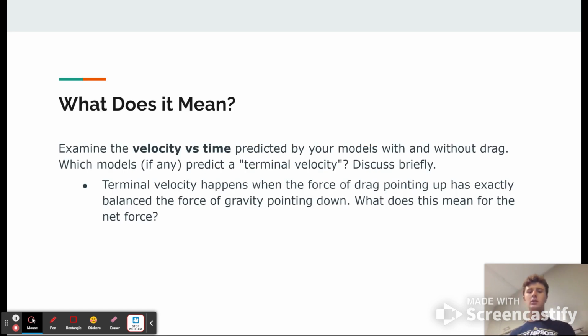What does it mean? Looking at terminal velocity. Terminal velocity, as it says, is when force of drag and force of gravity are opposite of each other and equal. This leads to a net force of 0, so there's no acceleration, and the object will continue falling at whatever velocity it is currently falling at.